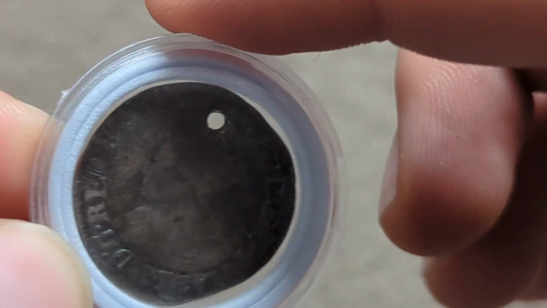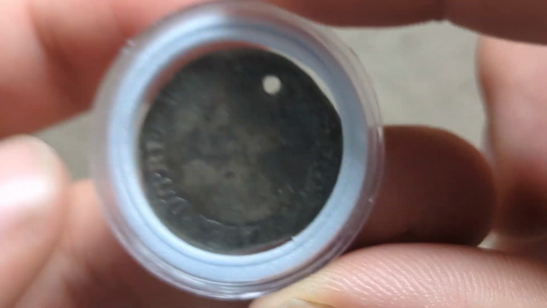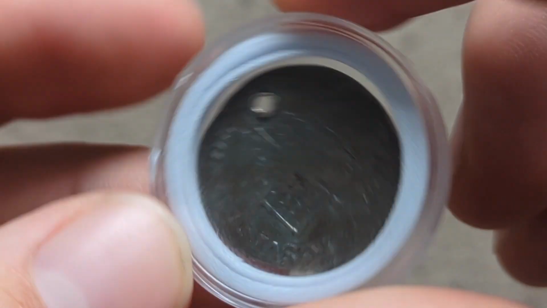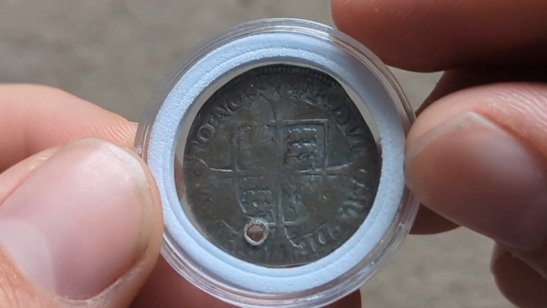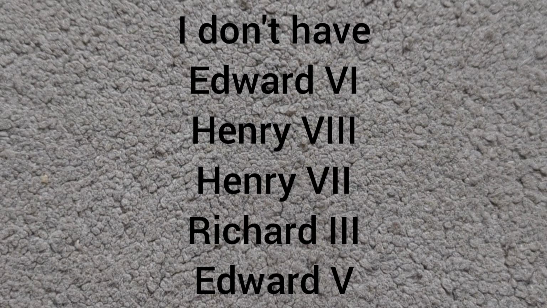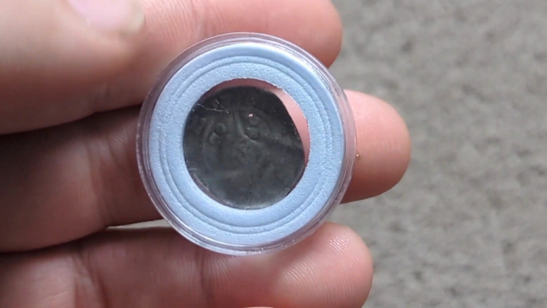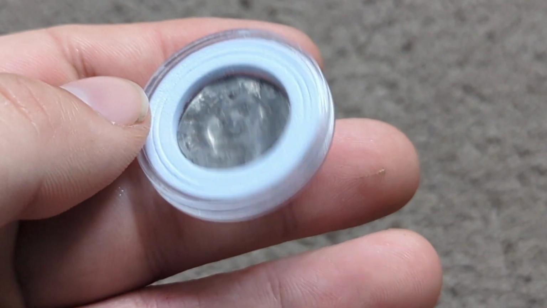Great condition. Sadly, it has been holed, but you know what? For the condition, the age, and the history, it's a very good coin. Sadly, I don't have a few of the next coins, so I don't have Edward VI, Henry VIII, Henry VII, Richard III, or Edward V, but I can say I do have Edward IV, of which I do believe is Edward IV. Not much to say about this coin because it could be wrong. So if you do know, do comment down below, please.